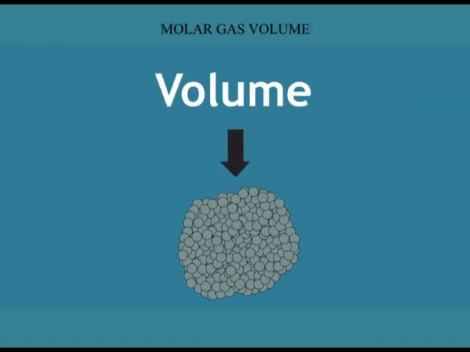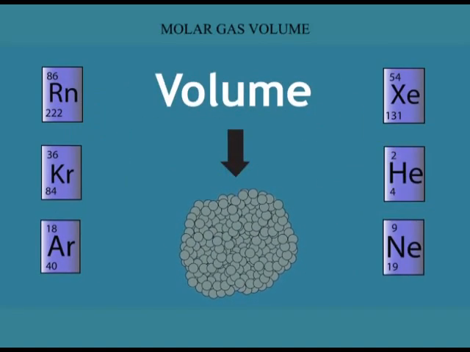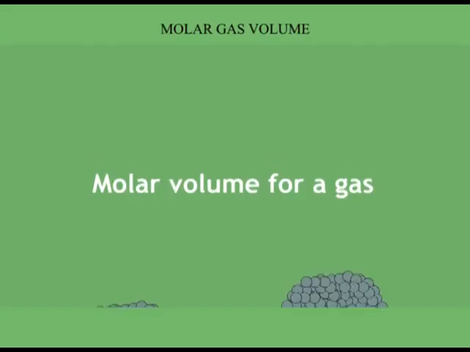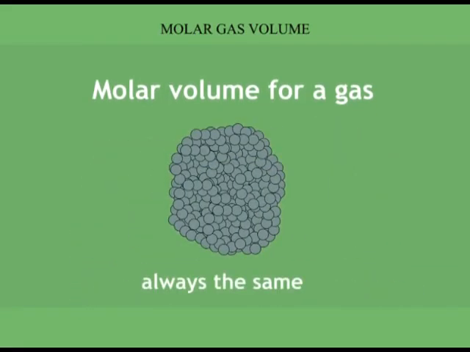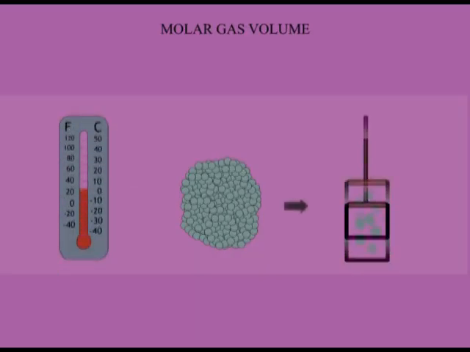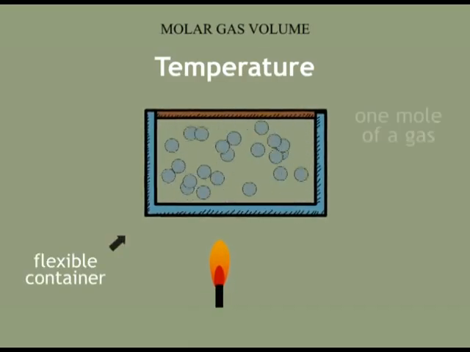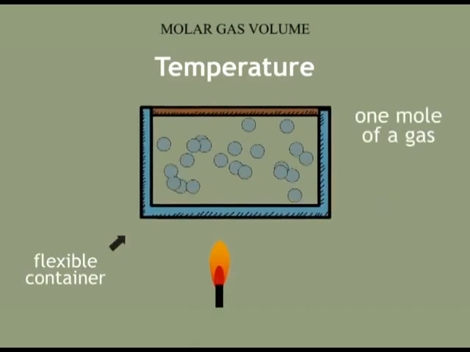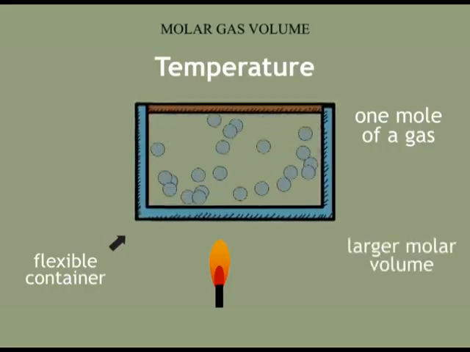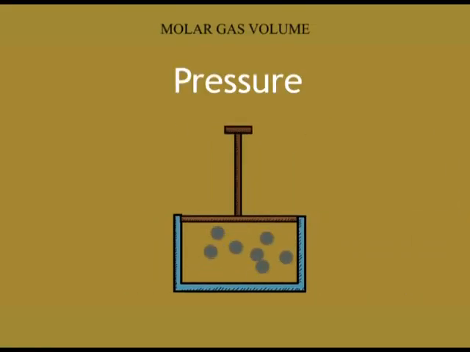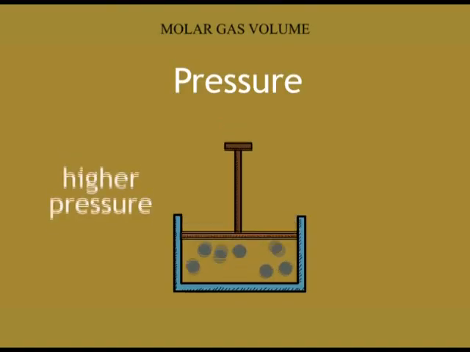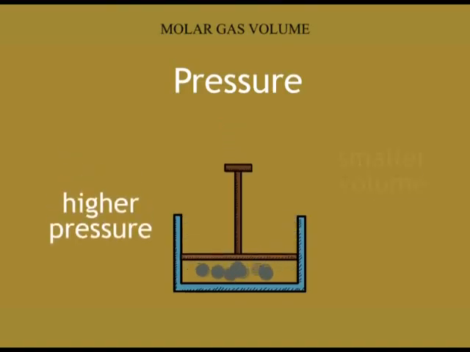Molar gas volume. Molar gas volume is the volume that 1 mole of any gas occupies. The molar gas volume is the same for all gases. This volume changes when measured at different temperatures and pressures. We know that a gas expands when heated, so 1 mole of a gas would occupy a larger volume. If a gas is in a sealed container and is put under a higher pressure than the atmosphere, then it occupies a smaller volume.